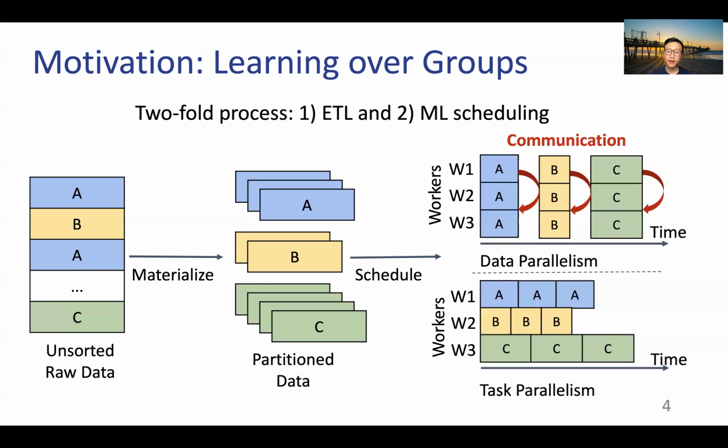Another approach is called task parallelism, where you spawn training for each group independently on a worker, and workers do not talk to each other. But due to imbalanced task assignments and training times on workers, task parallelism often results in idle times.